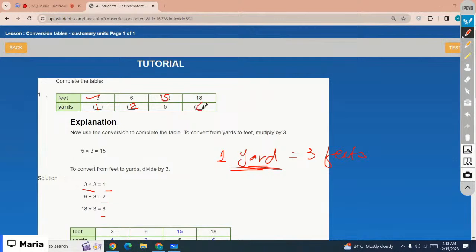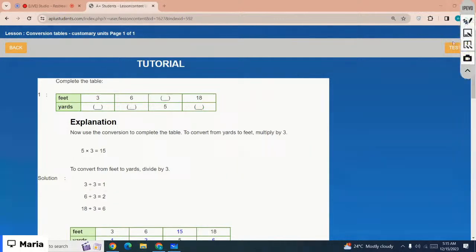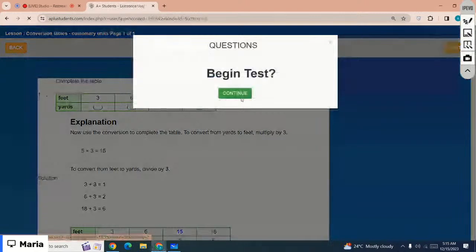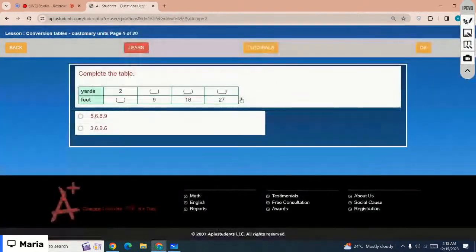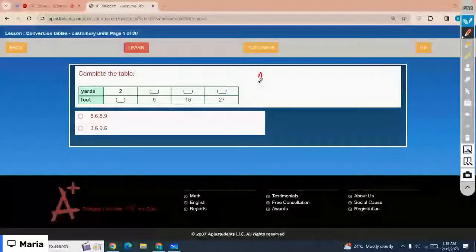Let's just start with the practice questions. Keep these very important lines in your mind. Whenever you go from bigger units to smaller units, you need to multiply, and when you go from smaller units to bigger, you need to divide. Look at the table. You are given the yards and the feet. 1 yard equals 3 feet. So you are given yards and need feet. You need to multiply. You go from bigger to smaller unit. 2 times 3, that is 6.